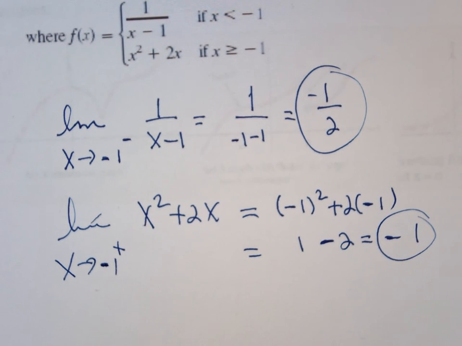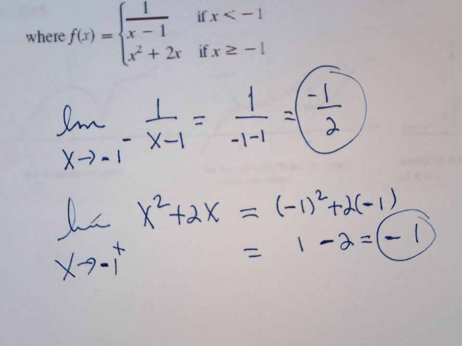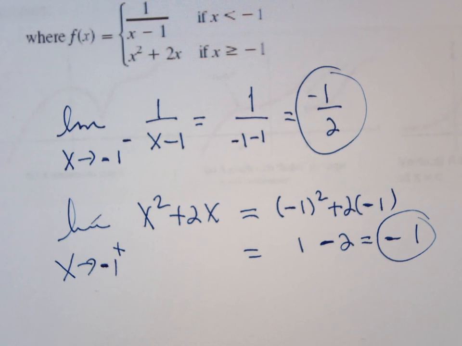See, if it's not going to cause you a problem if you plug the number in, you just plug it in. And what you get is what you get. If it causes you a problem, that's when you're going to have to pick like the 1.99999.